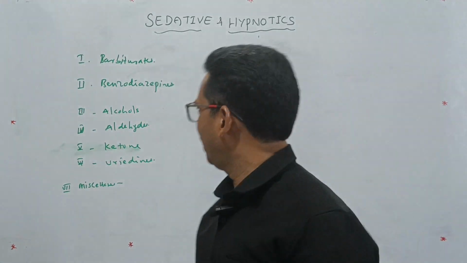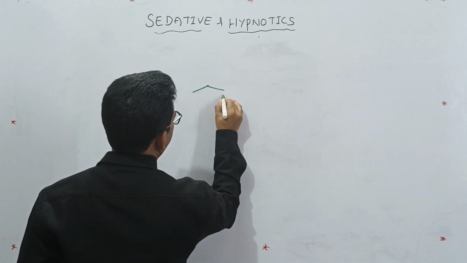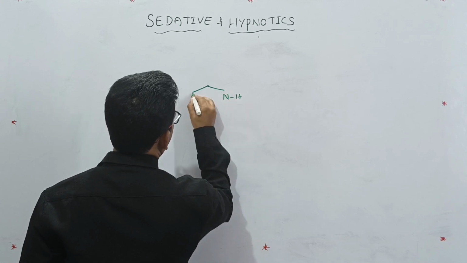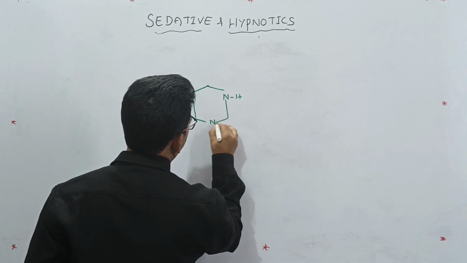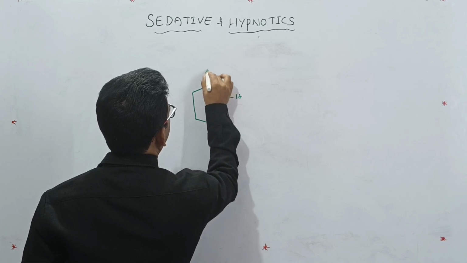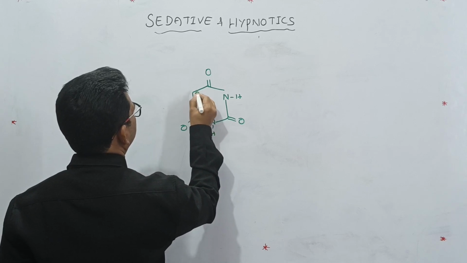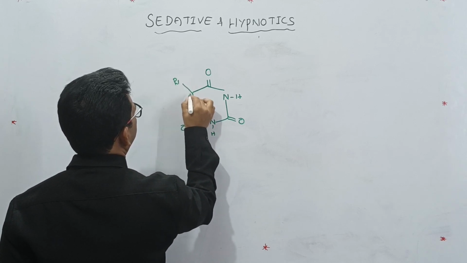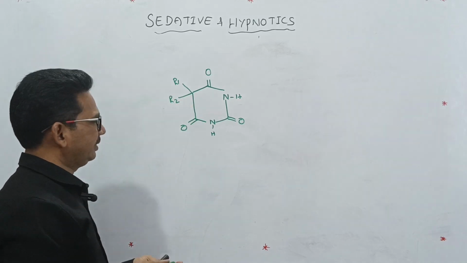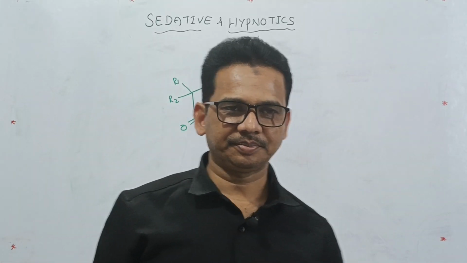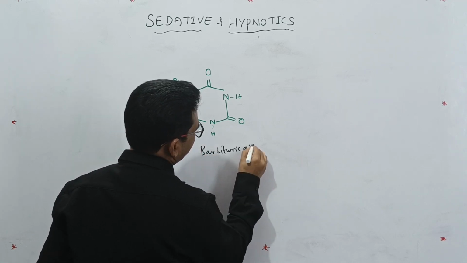Now I will go for the barbiturates. I will write the general structure of the barbiturates. This is the general structure of the barbiturates. Barbiturates are derived from barbituric acid. These are all the derivatives.